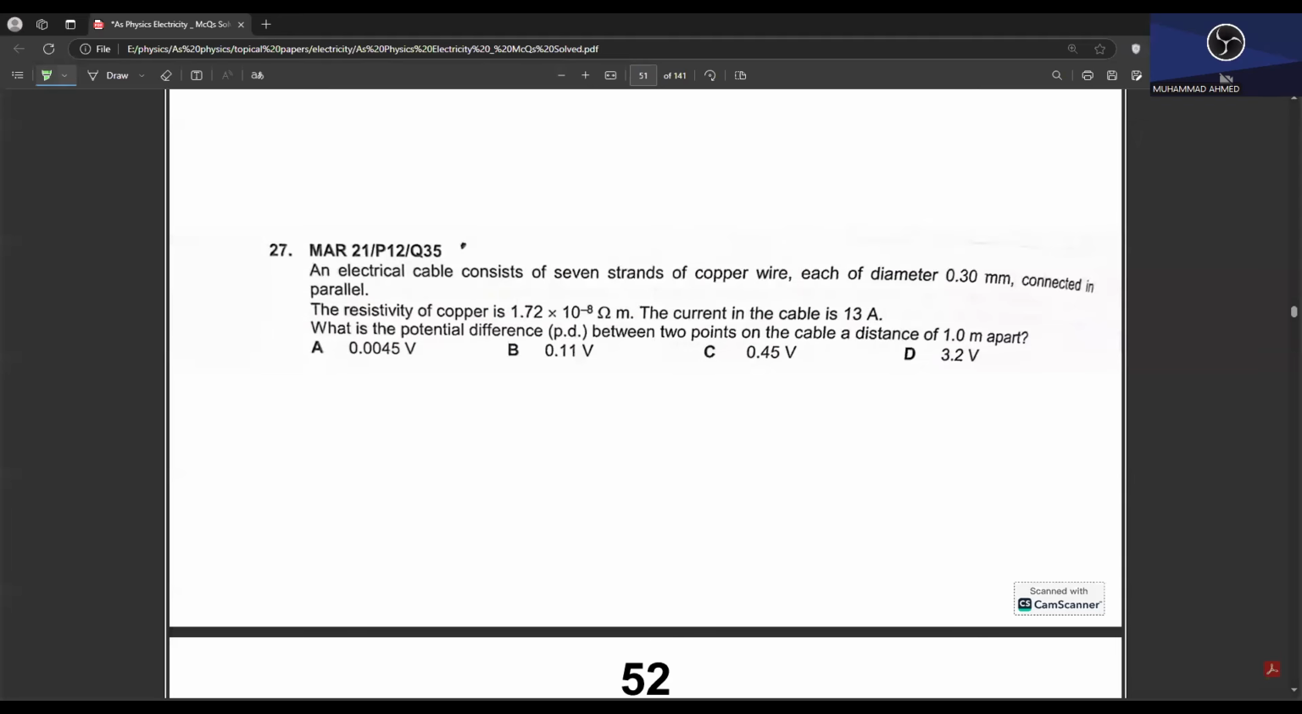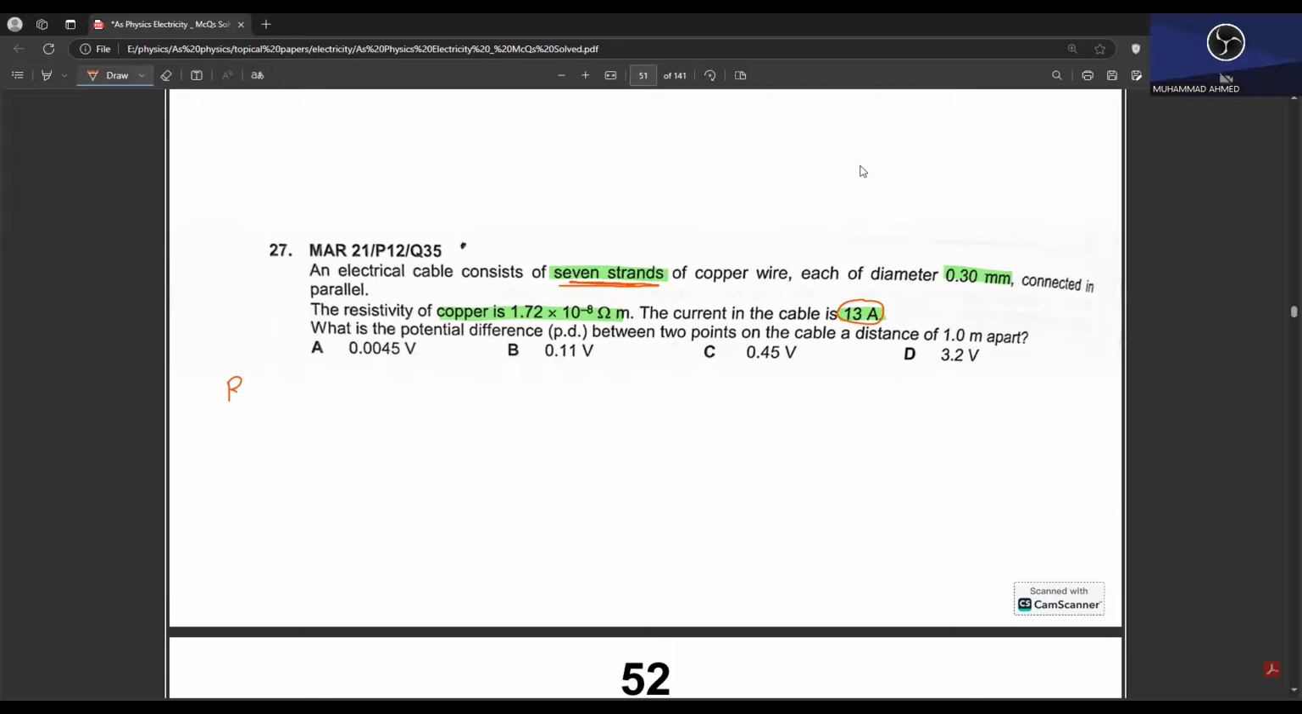Okay, let's see this question. An electric cable consists of 7 strands of copper wire, each of diameter given, connected in parallel. The resistivity of copper is this, and the current in the cable is this. The current in the cable is getting divided into 7 strands. What is the potential difference across 2 points on the cable that are 1 meter apart?